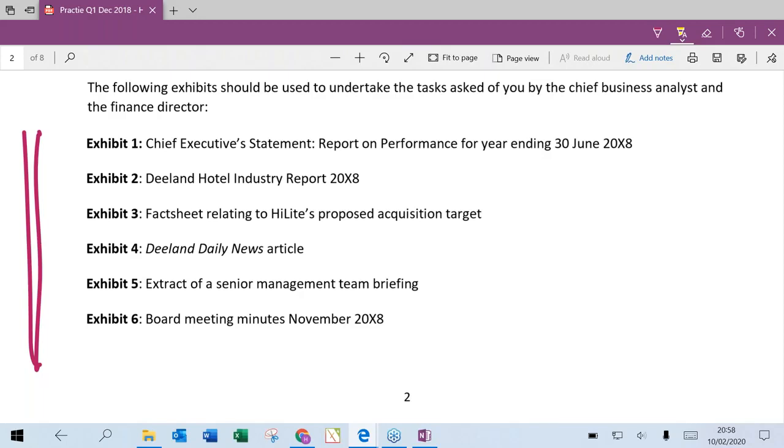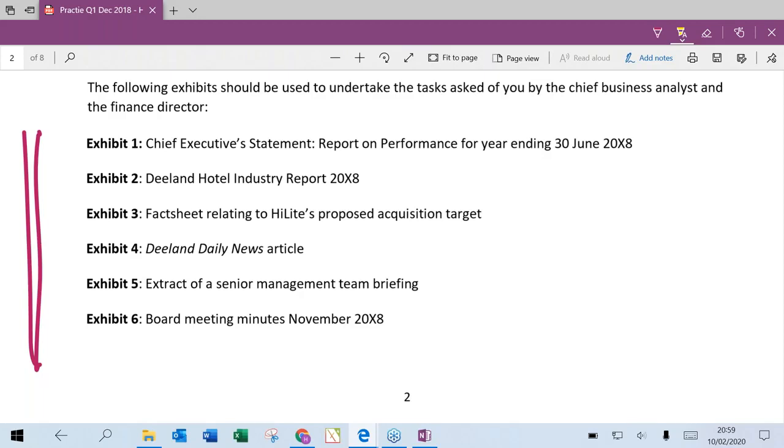Acquisition target. I'm mentally prepared for acquisition target. I'm 99% sure. Exhibit 4, D-Land news article. Exhibit 5, extract of senior management team briefing. Exhibit 6, board meeting minutes, November 2018. So always you will be given 6 exhibits. The name of exhibits might differ from paper to paper, but essentially a few of the exhibits are always there.